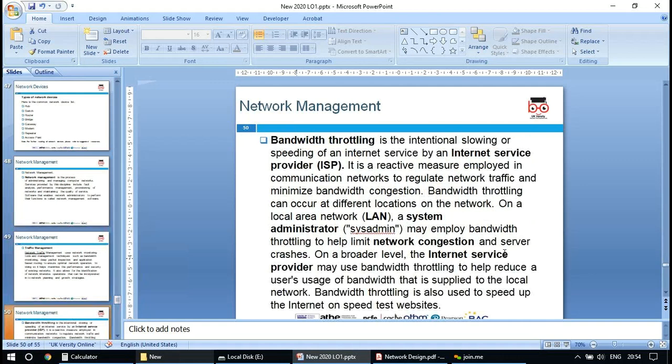Then bandwidth throttling. Have you heard about this? Throttling is like slowing or speeding up an internet service.